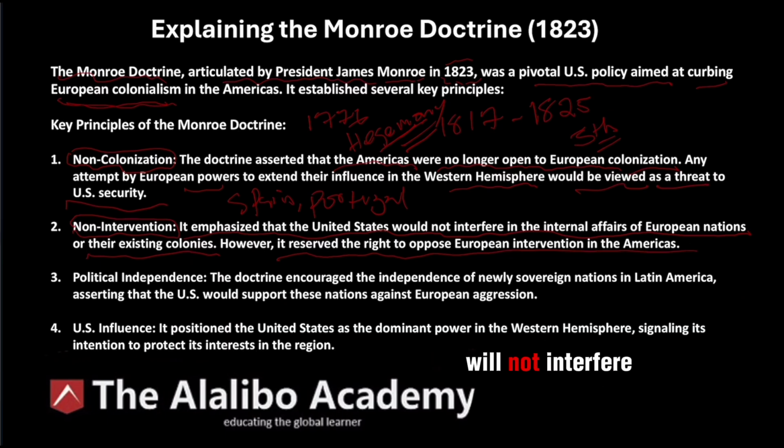So while we will not interfere in European affairs and in the affairs of the colony, we will intervene if Europe comes to the Western Hemisphere with colonial tendencies, with economic interest. It's making it very clear their position regarding European influence and European intervention in the Western Hemisphere.